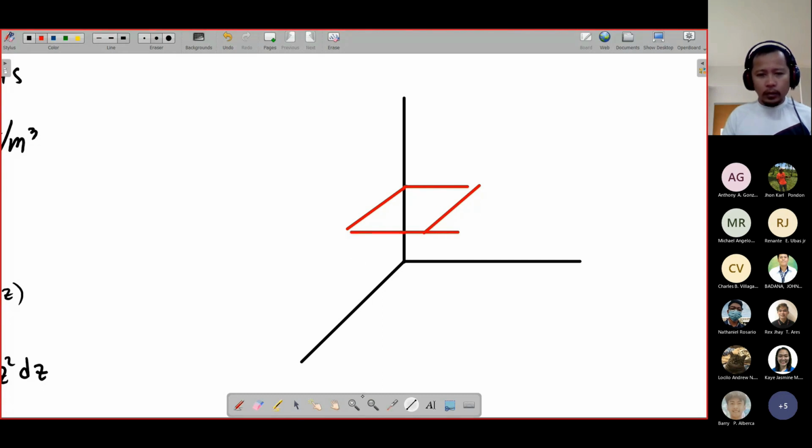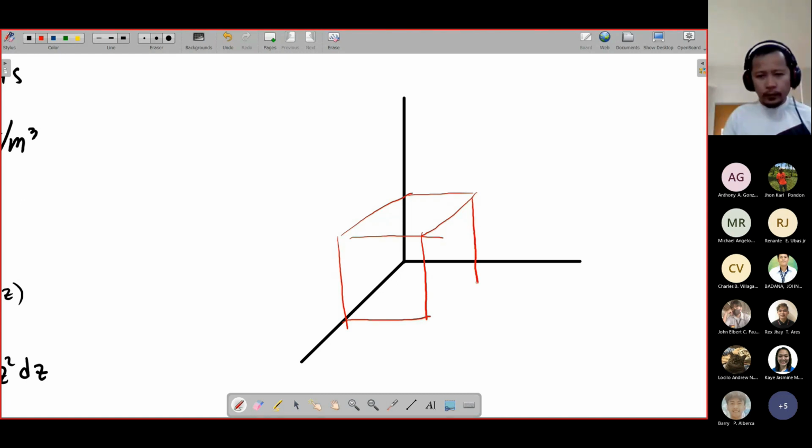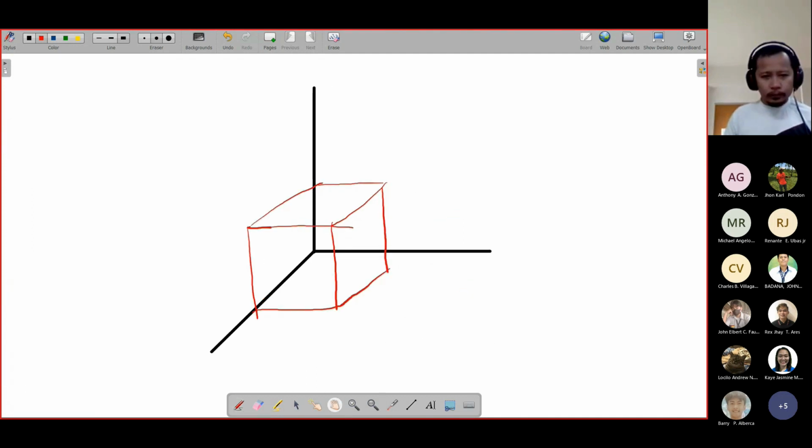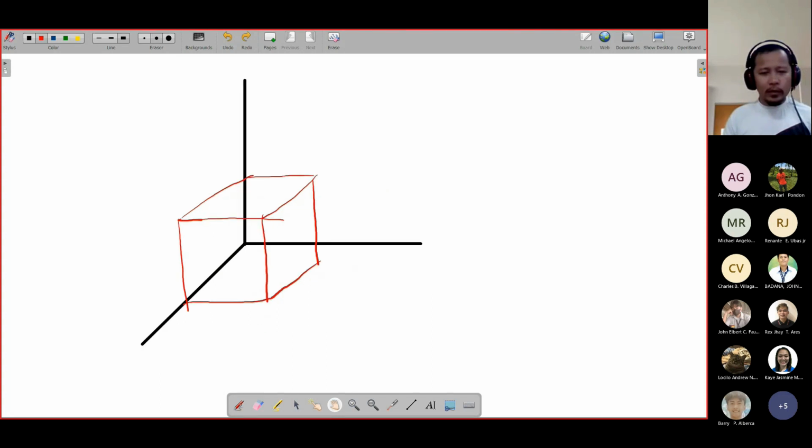Okay, the center of the box is at the origin. So this is the shape. Okay? So that you can visualize it, no. The center of the box is at the origin.